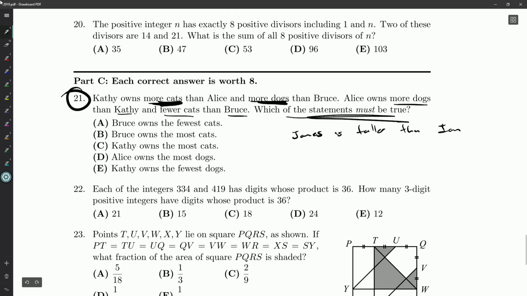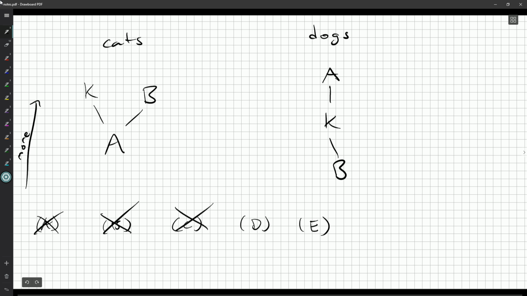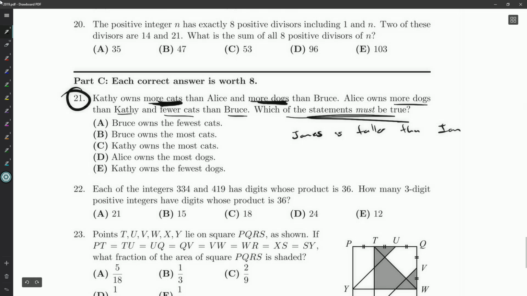And we just keep going along. If you read the statements and one of them really sticks out at you, you go for that one first. C, Kathy owns the most cats. Again, that's not going to work. Bruce might have the most cats, but we don't know that for certain based on the information. Similarly, we know Kathy has more cats than Alice, but we are not able to compare her cats to Bruce's. Okay, so A, B, and C are out.